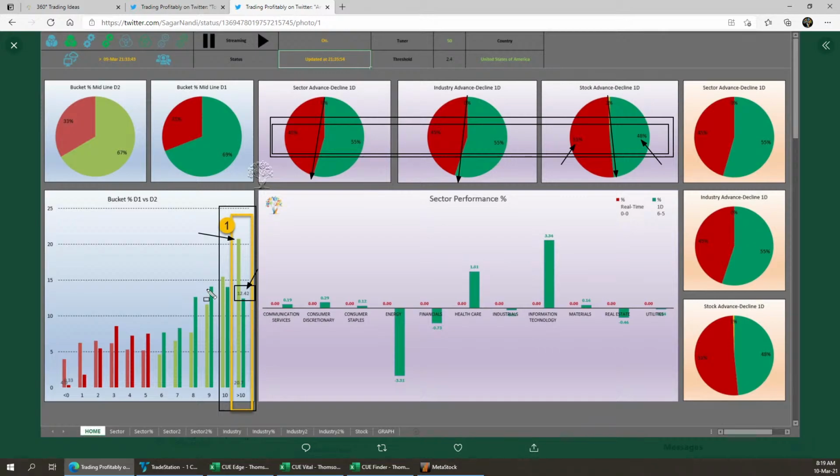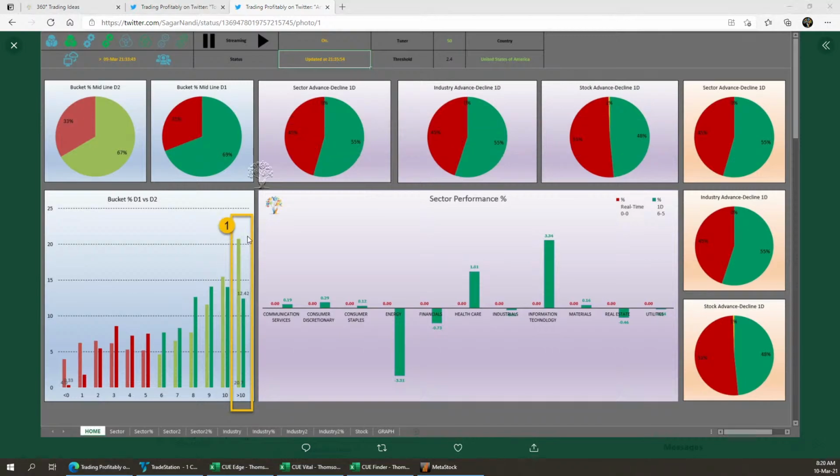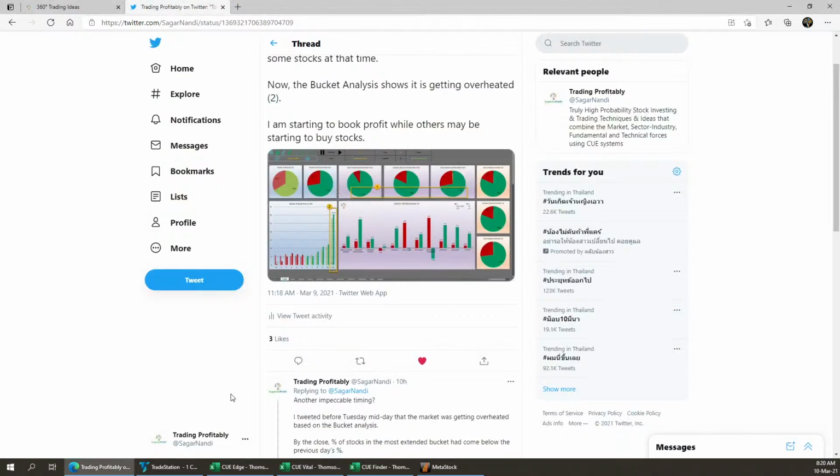You may review this aspect and use the buckets in your own trading in real time. You can make trading decisions based on that. That bucket exhaustion was another reason I was not going to buy many stocks yesterday.